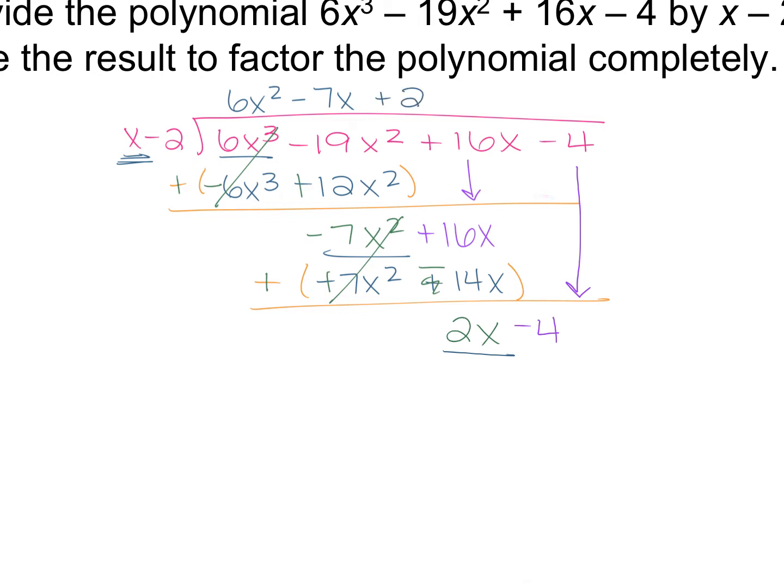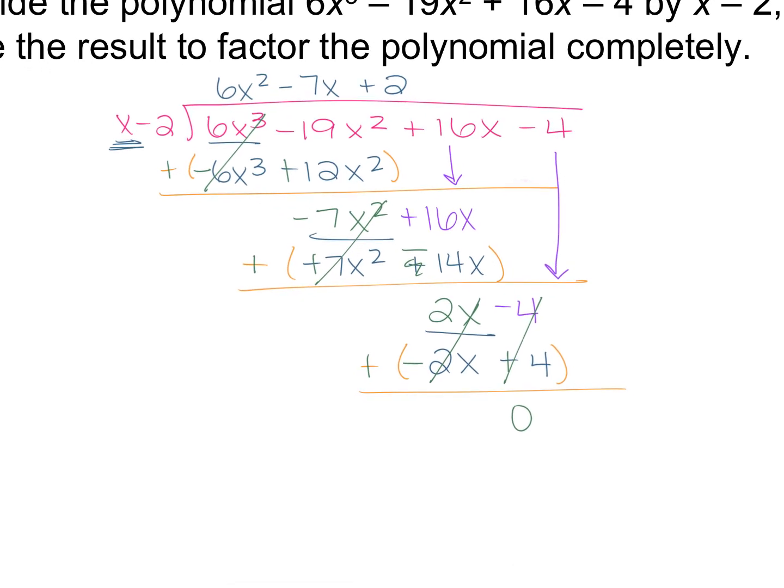So that 2 goes up top. We multiply that 2 by both the x and the negative 2 on the outside and put it under the 2x minus 4. So 2 times x is 2x. 2 times negative 2 is negative 4. We subtract these, or again, distribute the negative and add the opposites. The 2x terms are opposites, they cancel. The negative 4 and the positive 4 are opposites, they cancel. So you have a remainder of 0. So your answer for this one is just 6x squared minus 7x plus 2.